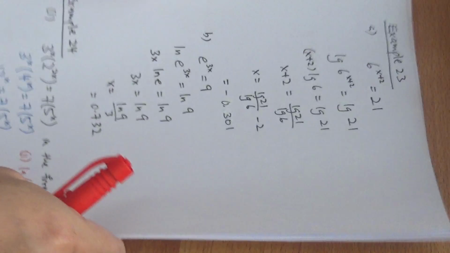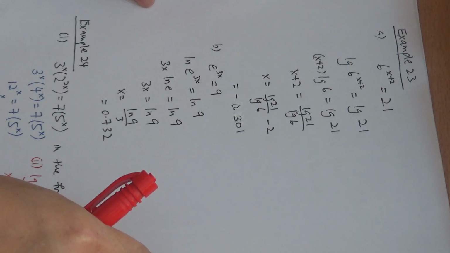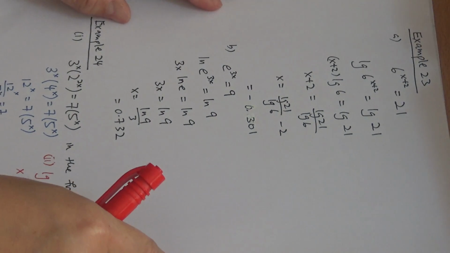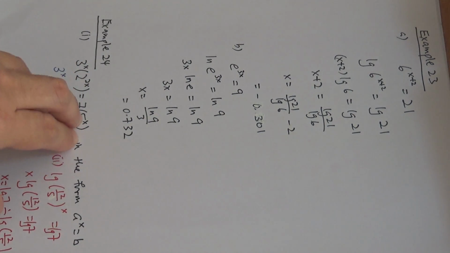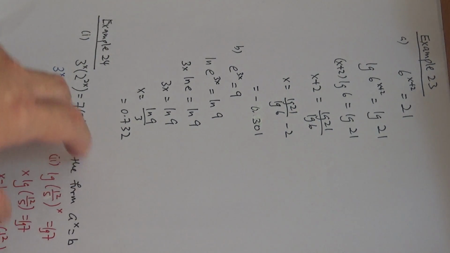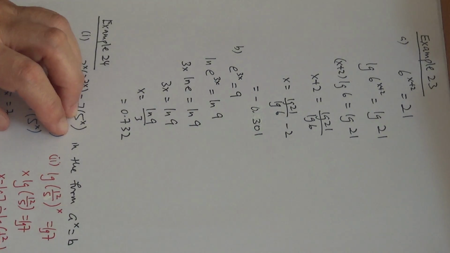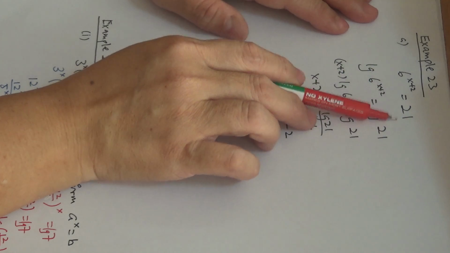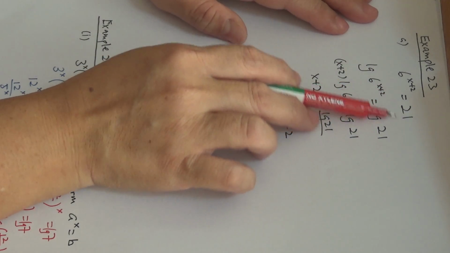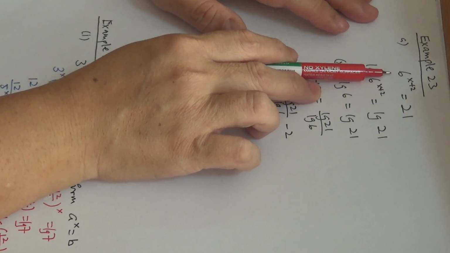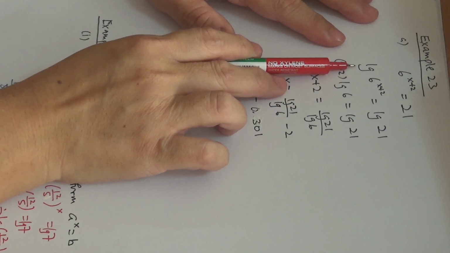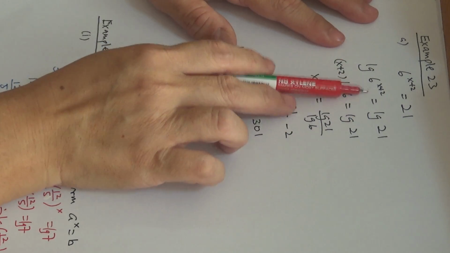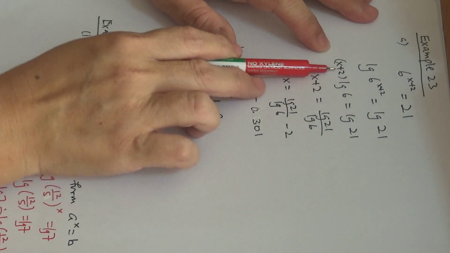Okay, let's move on to the next part on page 121. That's example 23. Okay, now I'm going to show you this way, and this is a common way that we use to solve some of the exponential equations using log. Now if you look at this equation, there's no way you can put 21 to base 6. So what we do is that we take common log on both sides. Okay, then this power we can bring down.